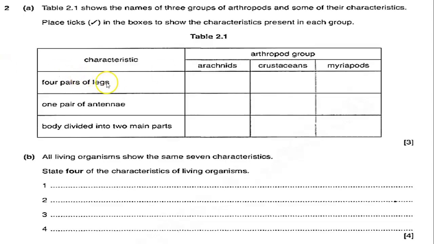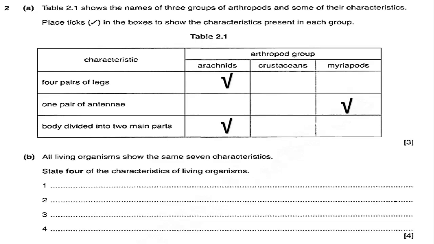So 4 pairs of legs. Yes, arachnids. And 1 pair of antennae. Myriapods. Body divided into 2 main parts. Arachnids. All living organisms show the same 7 characteristics. State 4 of the characteristics of living organisms.